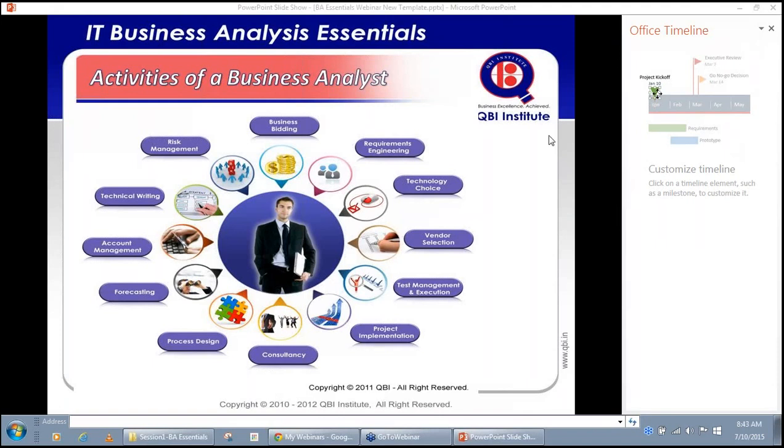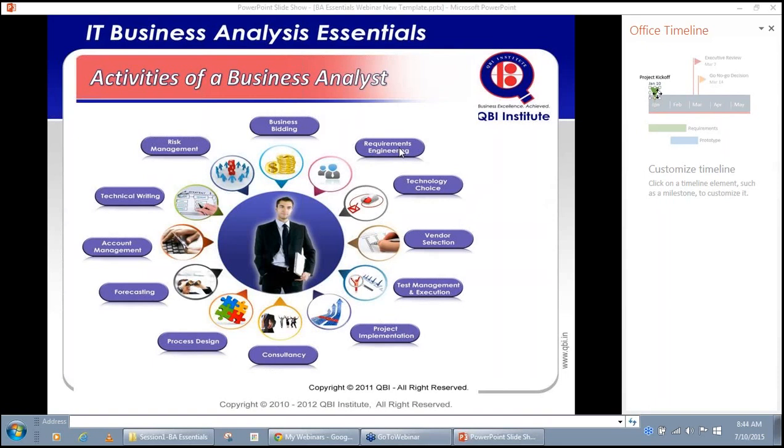So requirements is the core activity of the business analyst. The requirements process has steps like formulation and elicitation, requirements analysis, requirements documentation, requirements validation, and requirements management. So this is the key and the core activity, and this happens primarily during the analysis phase.